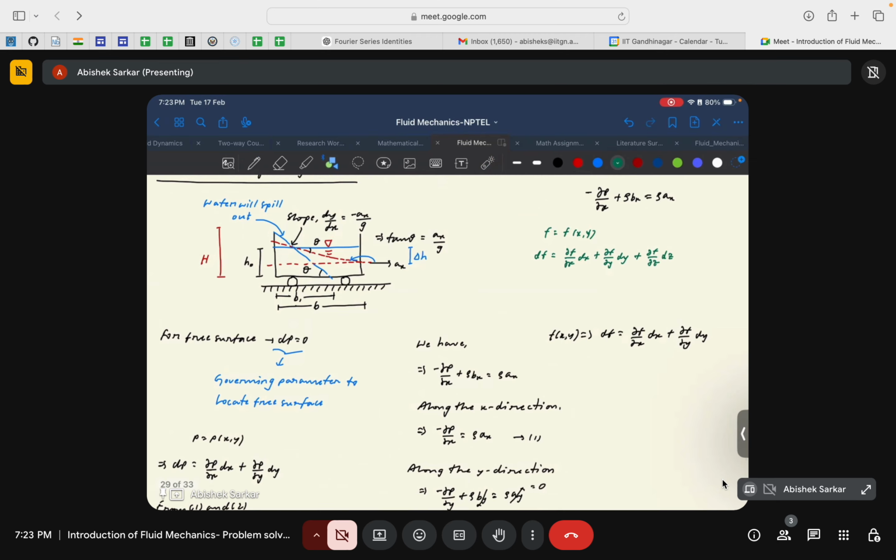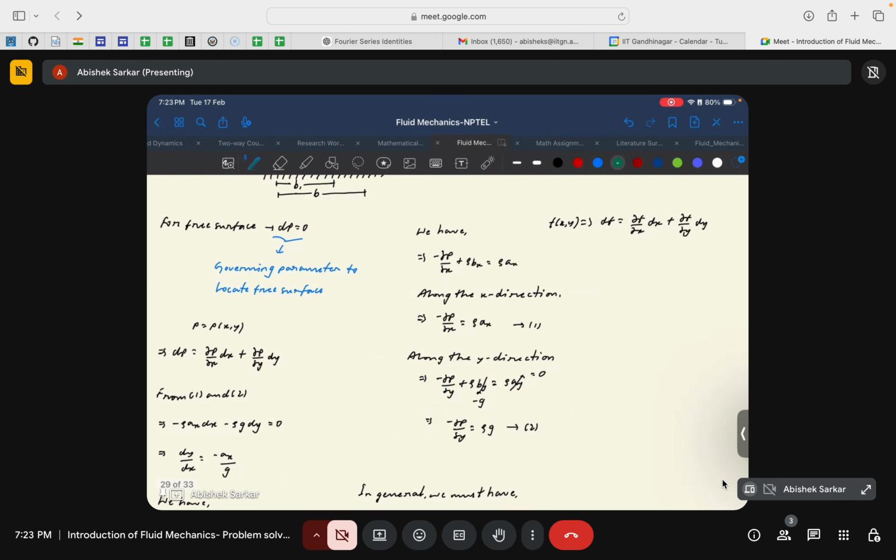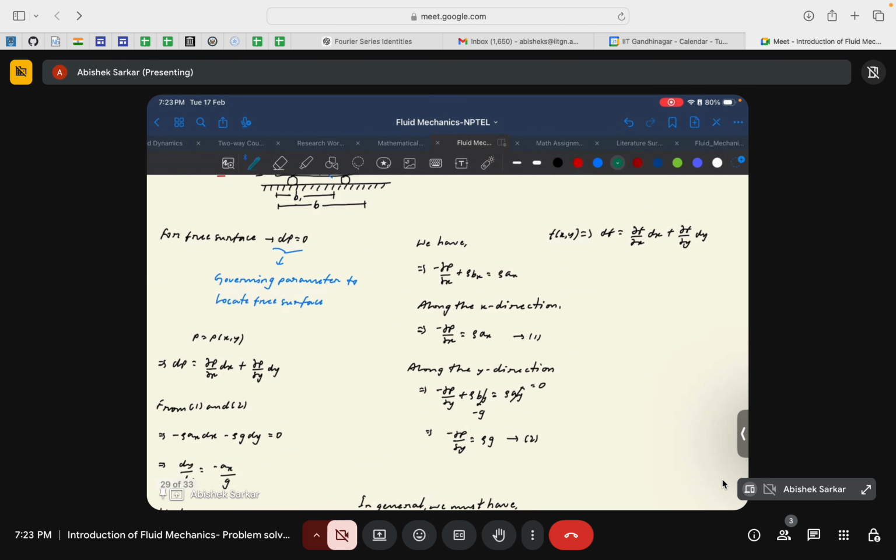Okay, just extend it to say z as well, function of x y z. Then okay, so this is how you do it. And since dp is equal to 0, then it will imply that this is also equal to 0.